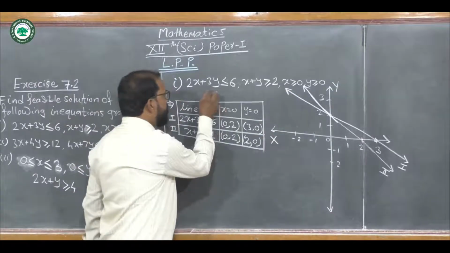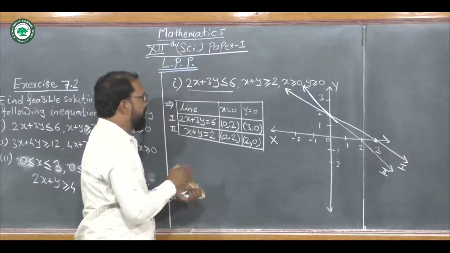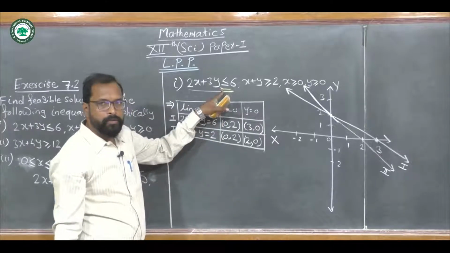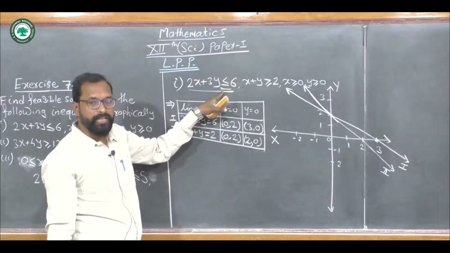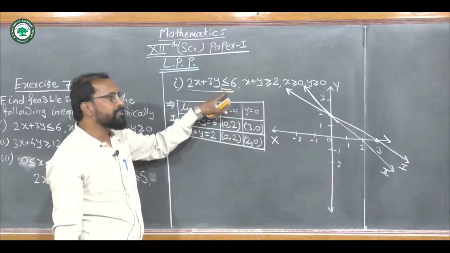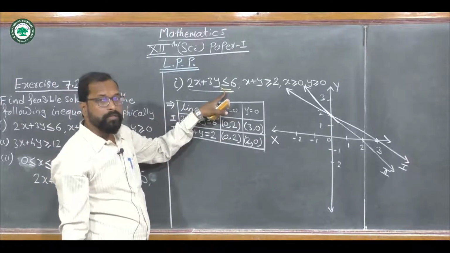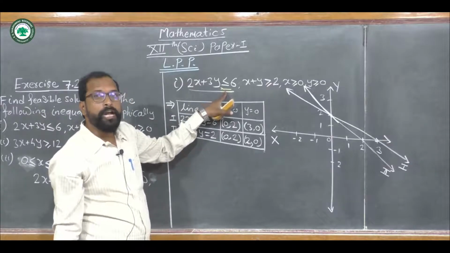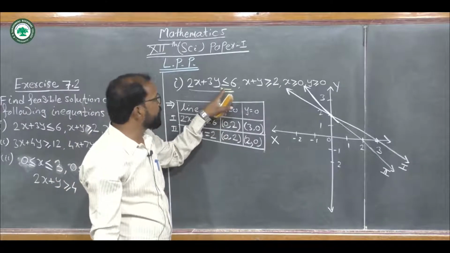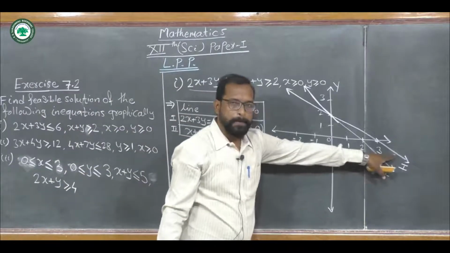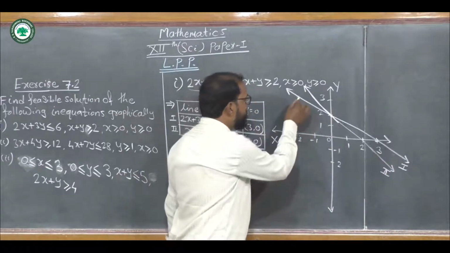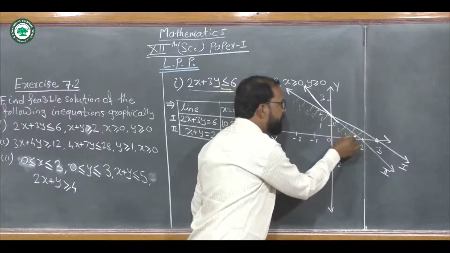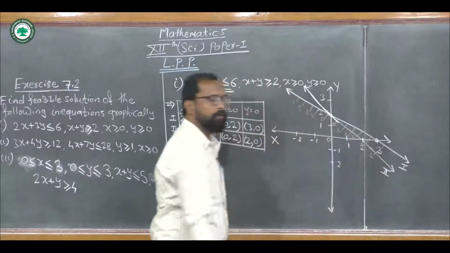Now here the first inequality is of the type less than or equals to. And we know that whenever the inequality is of the less than or equals to type, we consider the region below that line. So now we have to consider the region below the first line. Below the first line means we have to consider all this region, which is shaded and denoted by the yellow color.